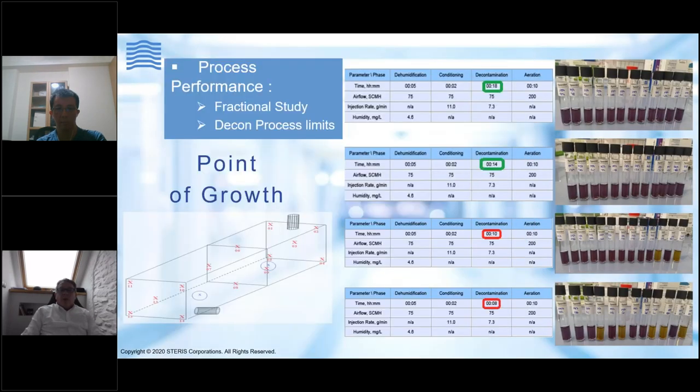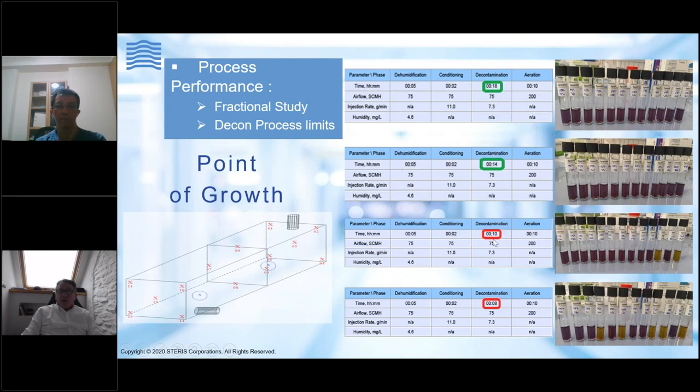Process performance: we are doing a cycle development first, and we will find that we will get a full kill. Let's say here as an example, this is a material airlock. In 18 minutes, we had the full kill. Then we are doing a fractional study. We are able to find the decon process limits by reducing the exposure time.